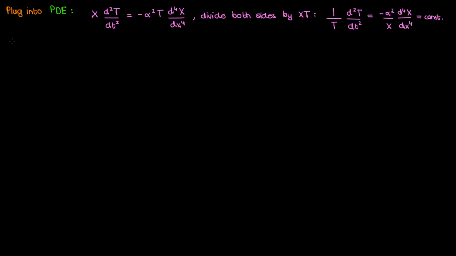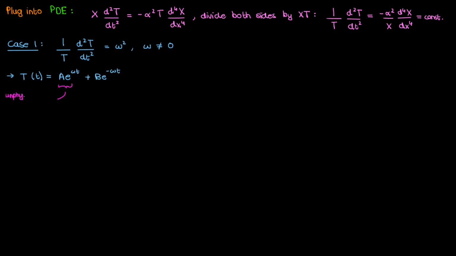Let's look at the differential equation for t, for small t, to demonstrate this. If the constant is positive, I can write it as the square of a non-zero real number omega. A real number squared is always positive, so omega squared is always going to be positive. If I solve this ODE, I'll get the sum of two exponential functions, a decaying exponential and a rising exponential. The rising exponential is clearly an unphysical solution. The waves can't keep getting bigger and bigger with time without bound.